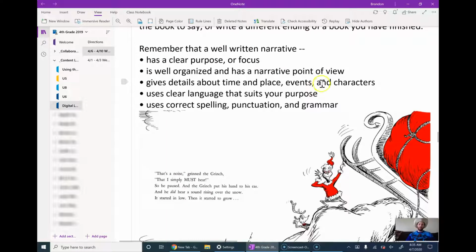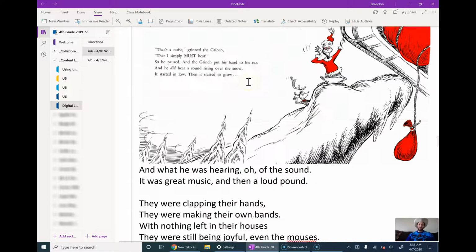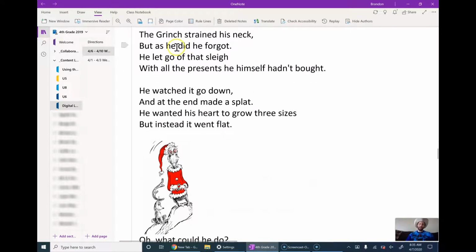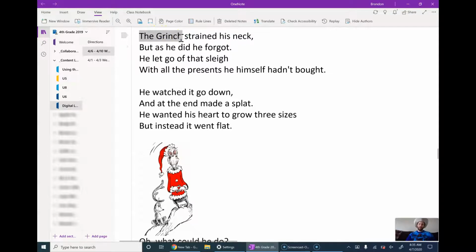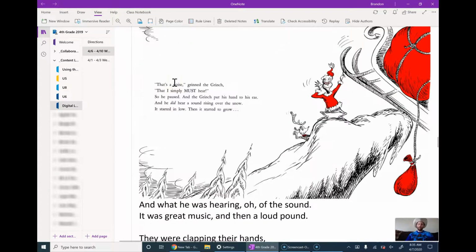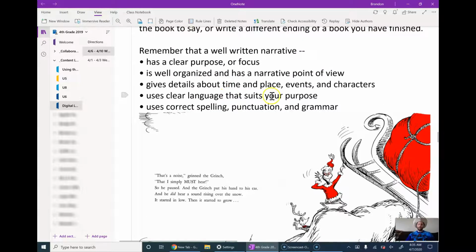You'll also notice my narrative point of view stayed in that third person. So I had he, the Grinch, instead of saying I or we. And you'll notice I still stuck with the characters in the story. I didn't change the Grinch much because he's still at the end of the regular story. He still wants to be a part of Whoville. But I could have if I wanted to because it was my own ending. But I kept the events the same, the place, so the story didn't drastically change.